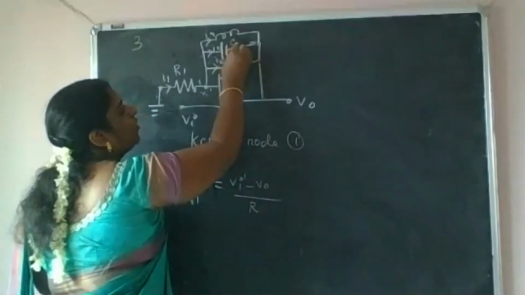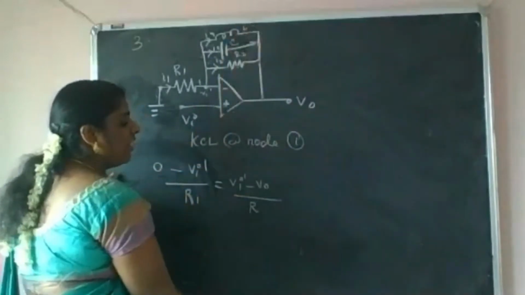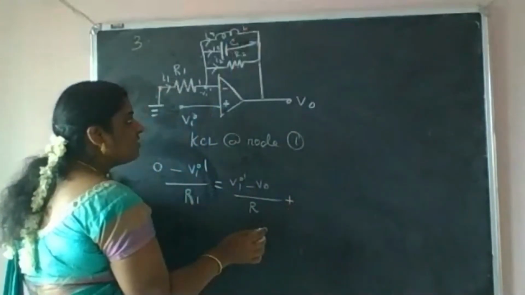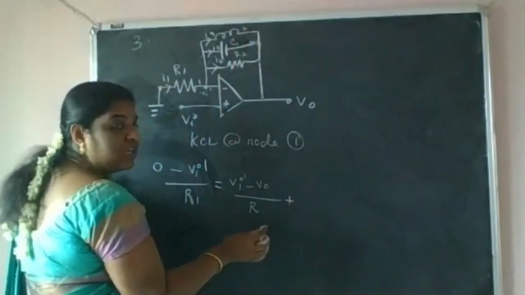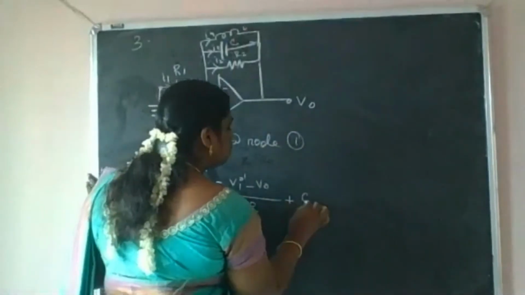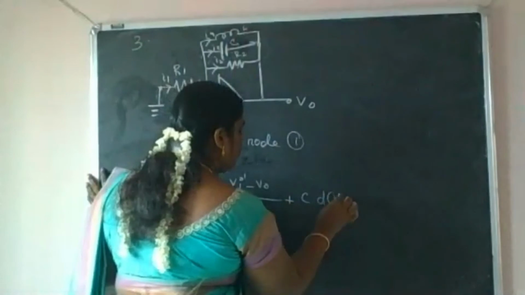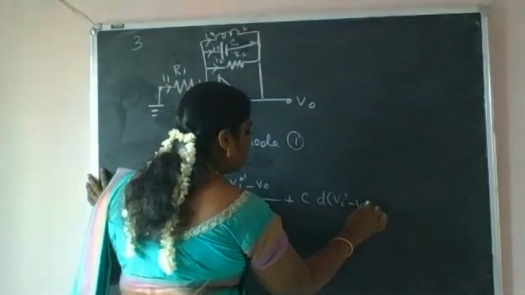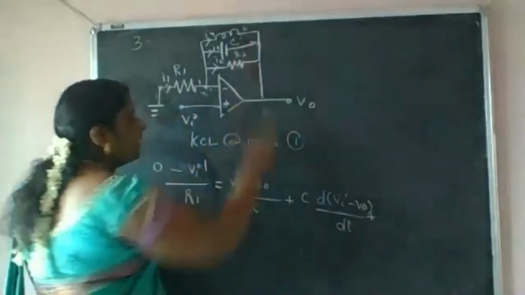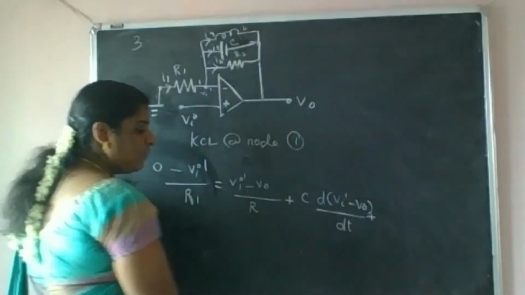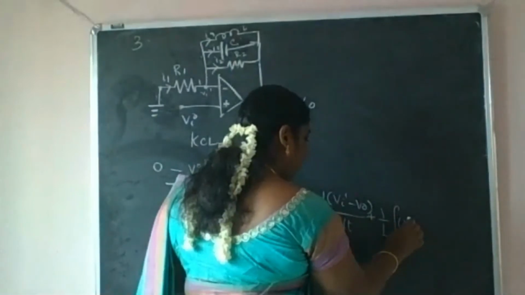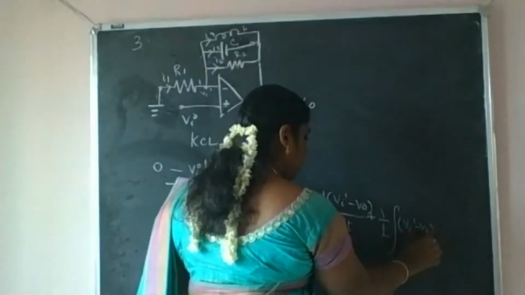Here we have R2, then the capacitance, and the inductance in series with it. The capacitance can be written in terms of current as C into d of (Vi dash minus V0) divided by dt. Next we have the inductance term, which can be represented in terms of current as 1 by L into the integral of (Vi dash minus V0) dt.